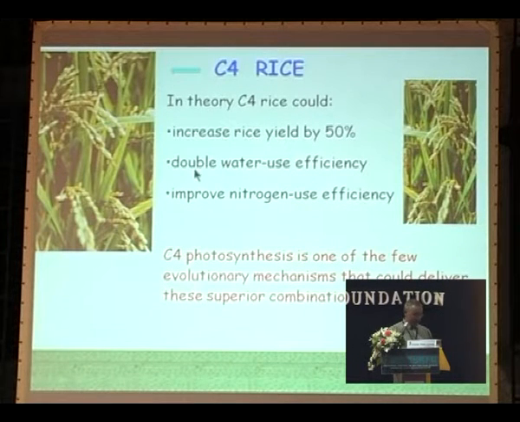So this is just a summary of what I've said, and I've got a lot of slides, so I'll skip past that one. But I think it was generally recognized that the C4 photosynthetic pathway was one of the few evolutionary mechanisms that we know about that could actually feasibly enhance photosynthesis and therefore yield in some sort of substantial way.